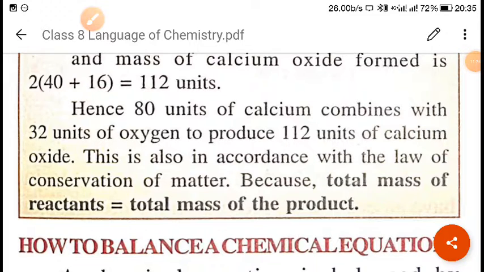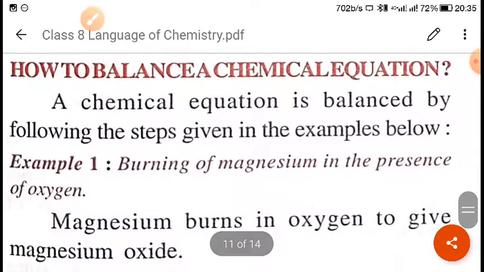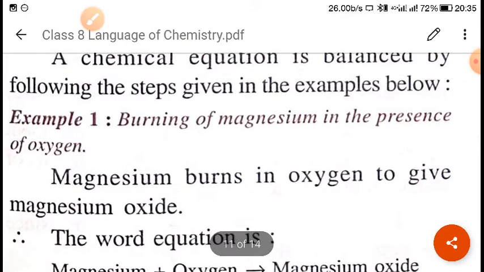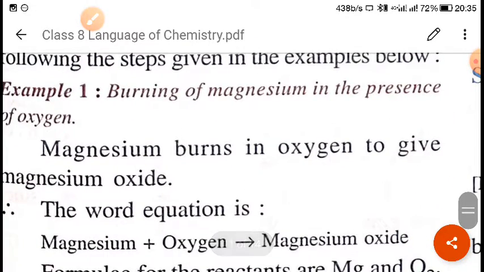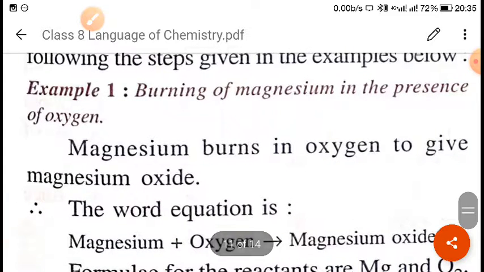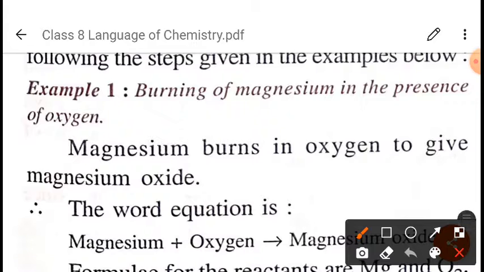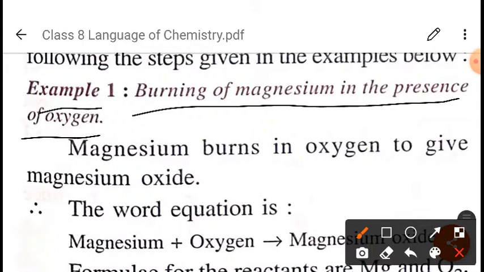Okay, now next is how to balance the chemical equation. For this there are some steps which we have to follow. The first example is the burning of magnesium in the presence of oxygen.